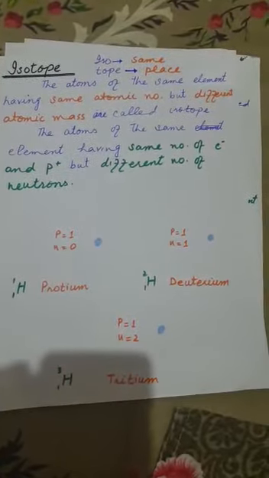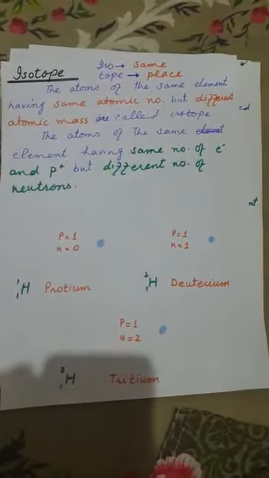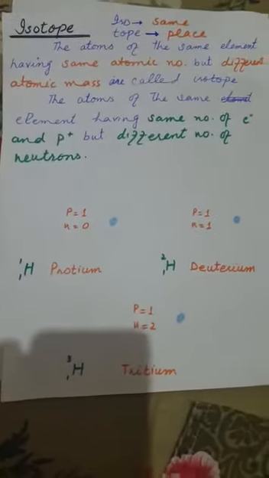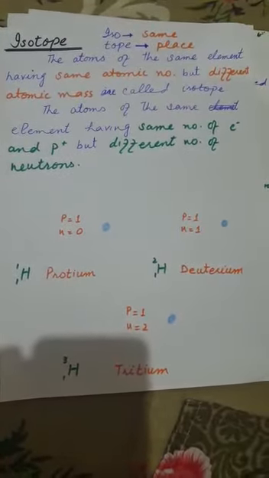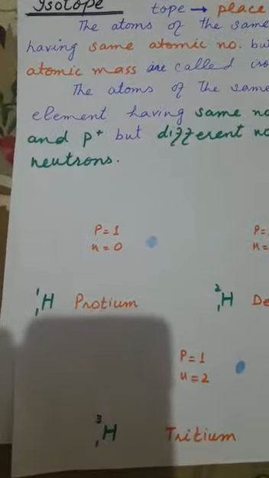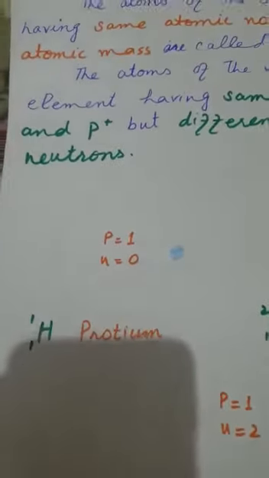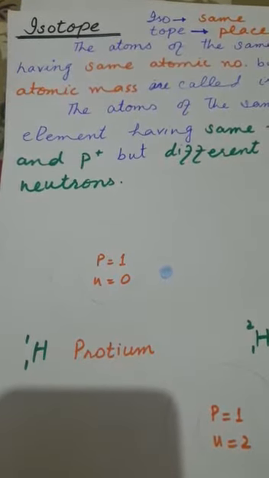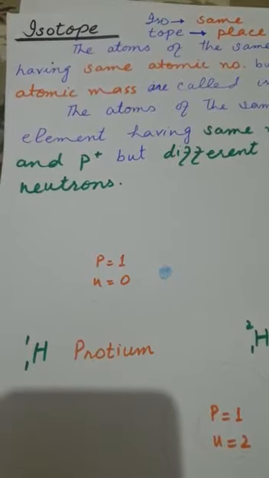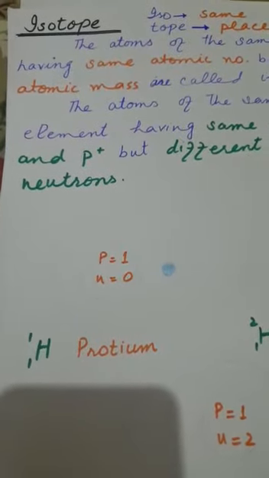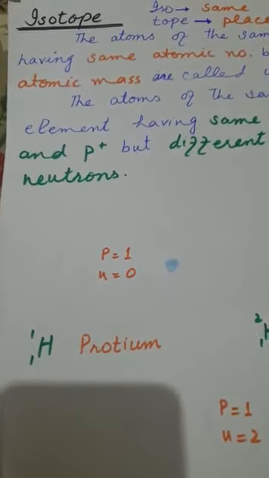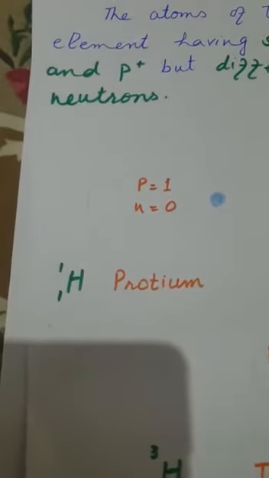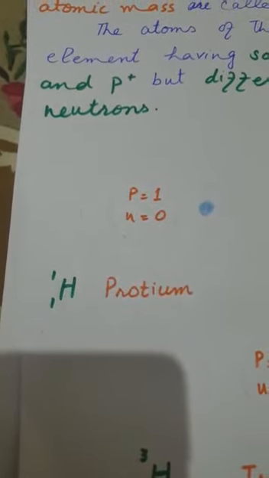We discussed some examples of isotopes. The very simple example is hydrogen. Hydrogen has three isotopes. The first isotope is known as protium, which contains one proton, no neutron and one electron. You can observe that in this example the electron and proton numbers are the same but the neutron number is different, and this is how we represent protium.